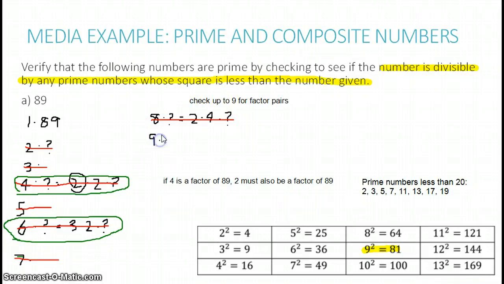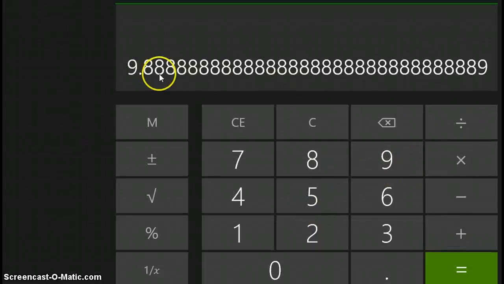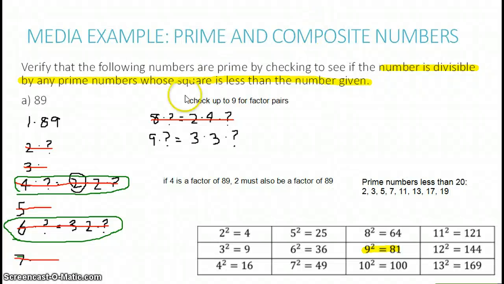And now 9. Well, if it was divisible by 9, 9 is 3 times 3. Then it would have been divisible by 3 as well, and we already saw that 89 is not divisible by 3. This last time we're going to check just to verify, and notice there's a remainder because there's a decimal, and it's not divisible by 9. So notice what happened, okay, is we found that it doesn't have any factor pairs up to 9, which is how far we had to check, so we know now that it's prime.